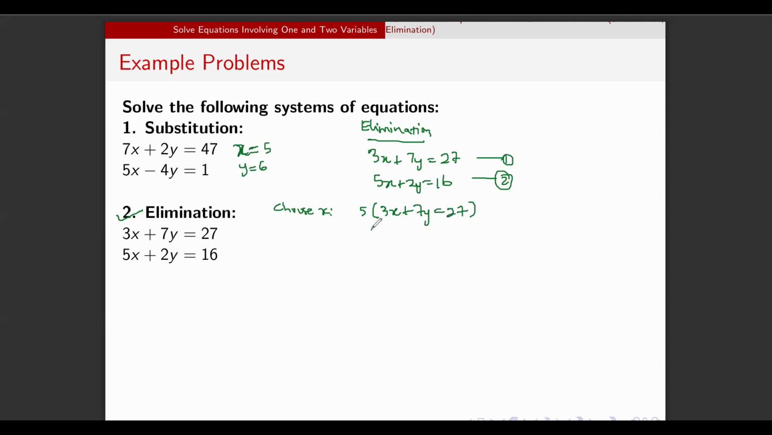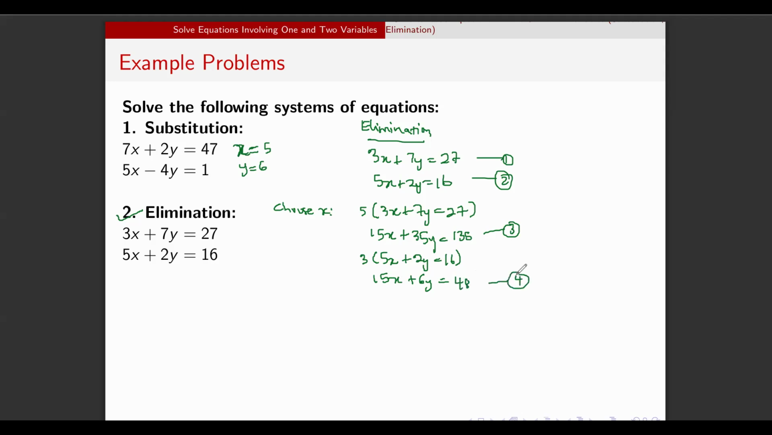Now 5 times 3x is 15x. 5 times 7y is 35y. 5 times 27 is 135. So this is my new equation 3. It's replacing equation 1. I also want to multiply through the whole of equation 2 by 3. So 3 times 5x plus 2y equals 16. Now 3 times 5x is 15x. 3 times 2y is 6y. And then 16 times 3 is 48.